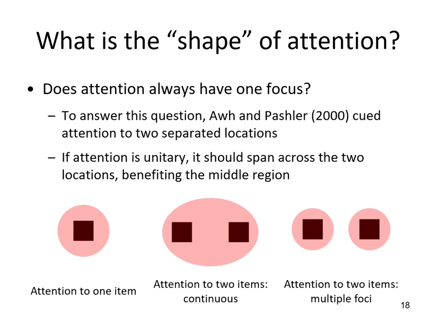Okay, so next topic. In the visual attention studies that we have been talking about, we used to assume that attention always has one focus. So we say if you attend here, you attend there. It is like we always assume attention having one focus only. But is it the case? It is the next question.